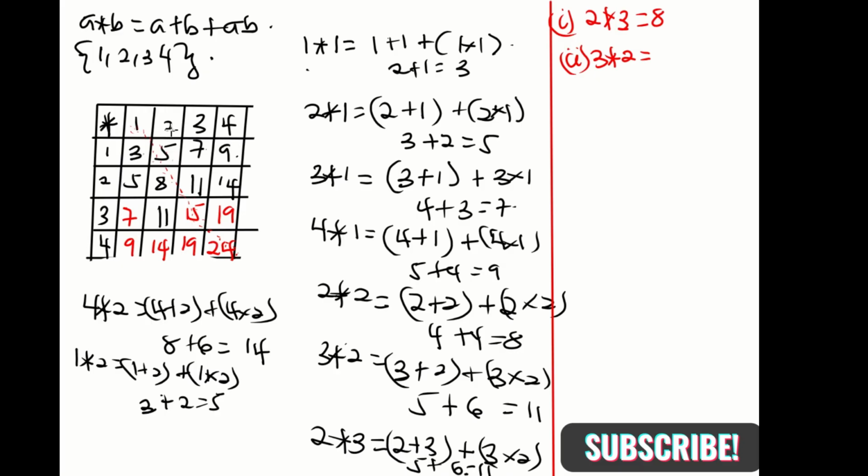Let's first see 2 operation 3. Sorry, here is 11. So we need to take this away here. Okay. So our 2 operation 3 here is 11. So this is 11. This is 2 operation 3. We meet here. So that is 11.